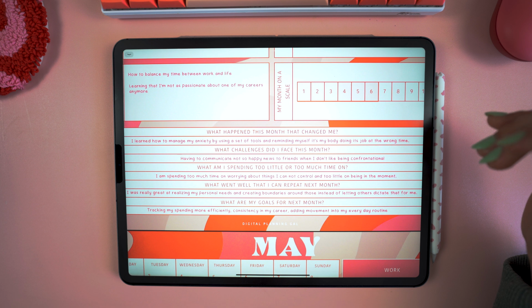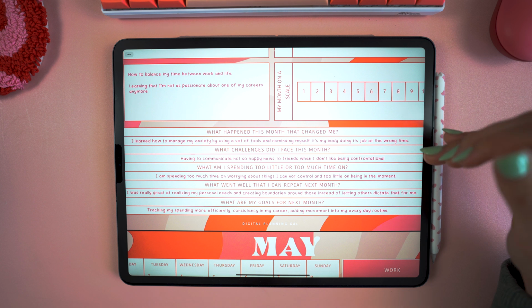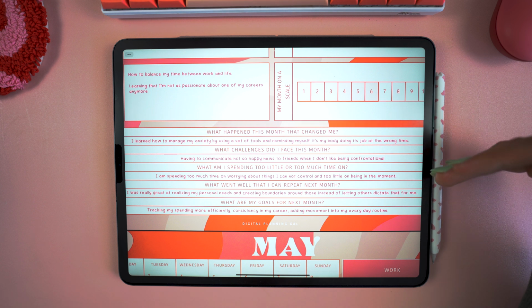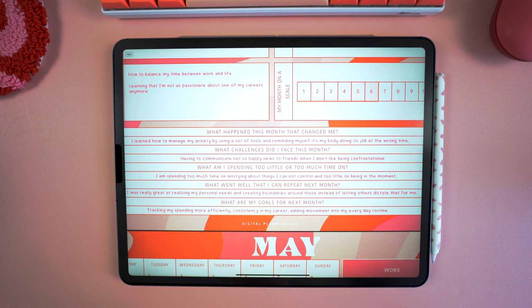What challenges did I face this month? I unfortunately had to communicate some not so happy news to some of my friends, which I'm very uncomfortable with, being confrontational and disappointing people. I'm such a people pleaser. So this was really difficult for me, but I managed to do it and I felt so much better afterwards. I feel so much more relief now that it's done.